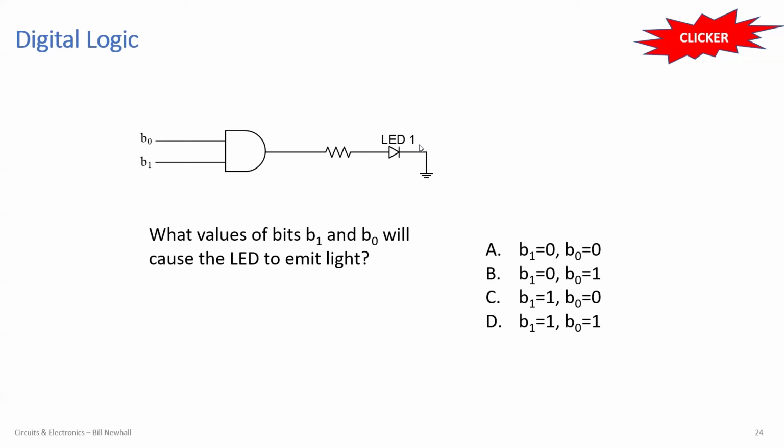All right, so we know we want to light up that LED, so we need 5 volts across the LED and resistor with this polarity. Ground is 0 volts, so that means we need a node voltage of 5 volts at the output of this logic gate, which is an AND gate. We need a logic level one on the output of this AND gate. The only way to get a one out of an AND gate is to have one supplied to each input. So the answer is D.